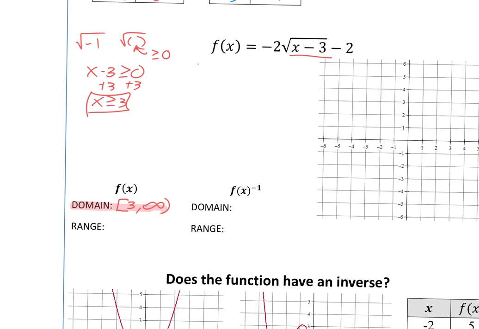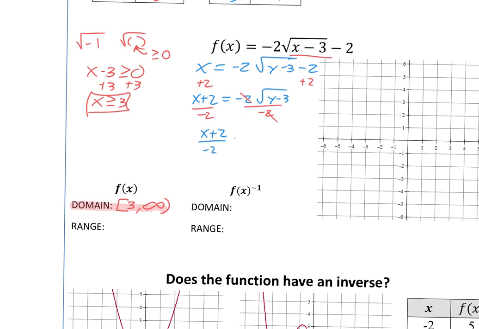Remember, I'm going to flip the x and the y. So I'm going to write x equals -2 square root of (y minus 3), minus 2. I'm just going to do algebra and get the y all by itself. The first thing I'm going to do is add 2 to both sides. So now I have x plus 2 equals -2 square root of (y minus 3). Next up, I'm going to divide both sides by -2, to get these to cancel out. So now I have (x plus 2) over -2 equals the square root of (y minus 3).